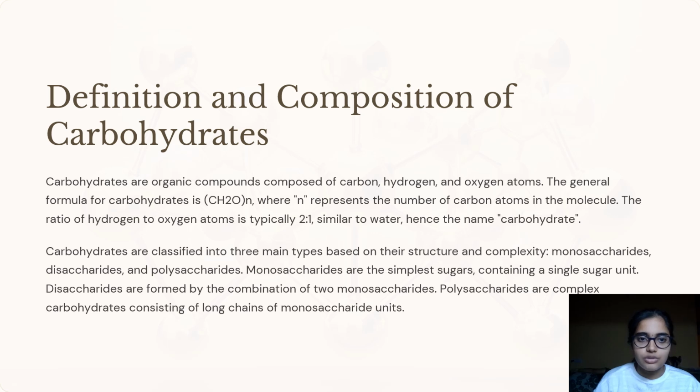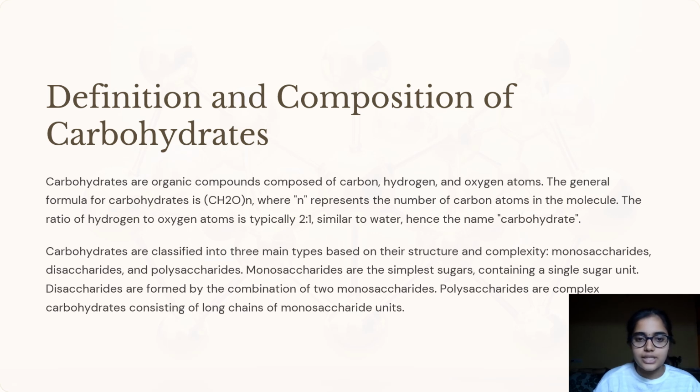Definition and composition of carbohydrates. Carbohydrates are organic compounds composed of carbon, hydrogen, and oxygen atoms. The general formula of carbohydrates is (CH2O)n, where n represents the number of carbon atoms in the molecule. The ratio of hydrogen to oxygen atoms is typically 2 to 1, similar to water. Hence the name carbohydrate.